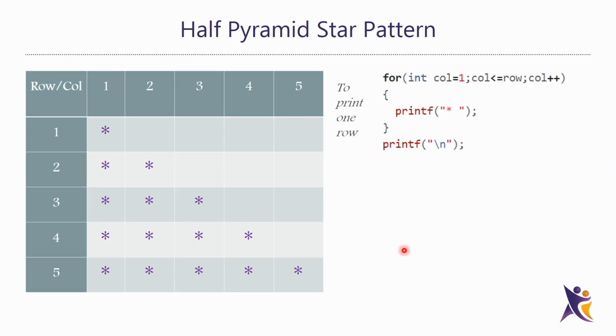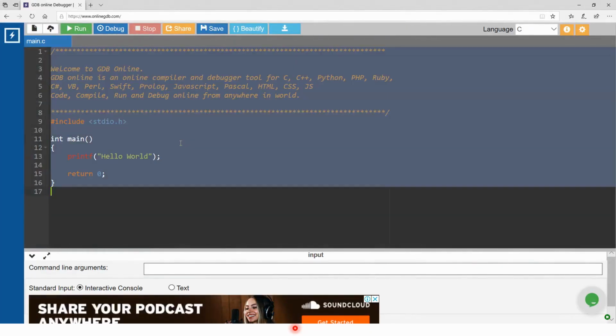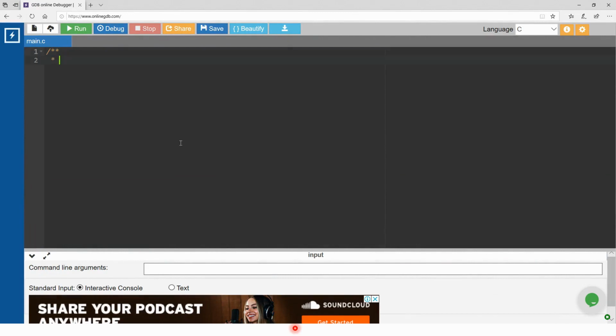This is the code to print 1 row for the half pyramid star pattern, and to print all rows, you just add 1 outer loop. The outer loop will repeat n times. The inner loop will repeat based on the row number. So this is just similar to the square pattern. The only thing that we change is instead of n. If you give n here, it will print the square pattern. If you use the row number, it will print the pyramid pattern. So let's go and see how to do that. Here I am with online GDB. I just remove this. Just add a comment.